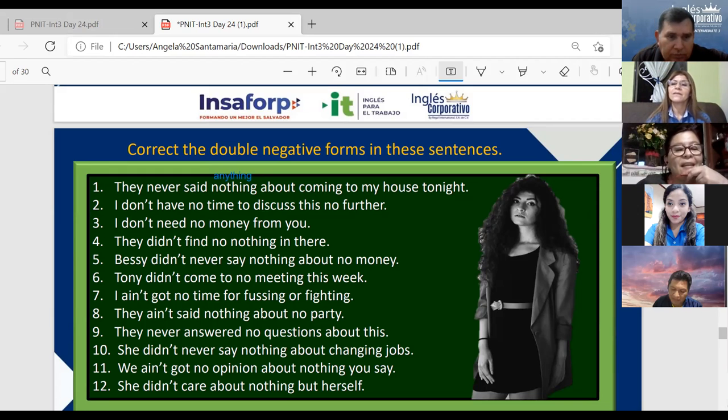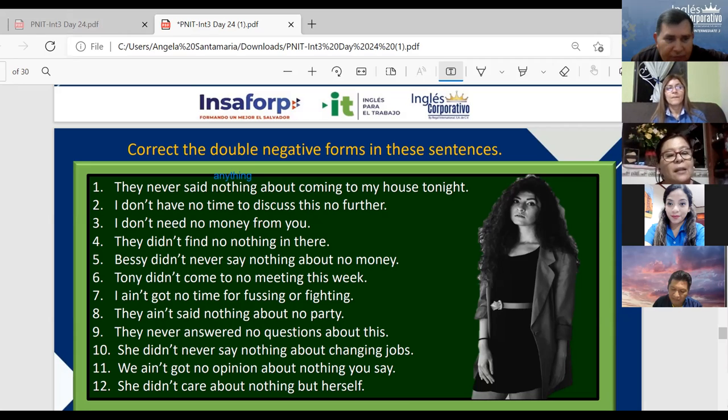Bessie didn't never say nothing. In sentences with didn't and never, choose one. You can eliminate either didn't or never. But because you have it in the present, eliminate never. Bessie didn't say anything about any money. Or Bessie never said anything about any money. For example, in number six, Tony didn't come to any meeting this week. Exactly. That's right.